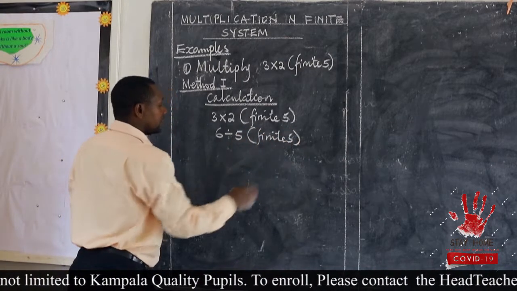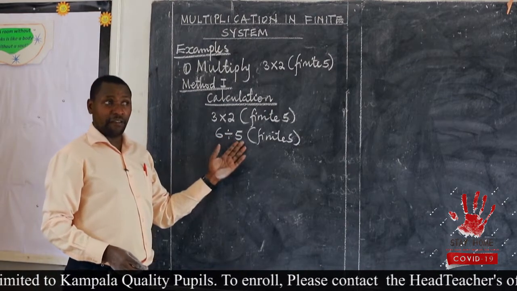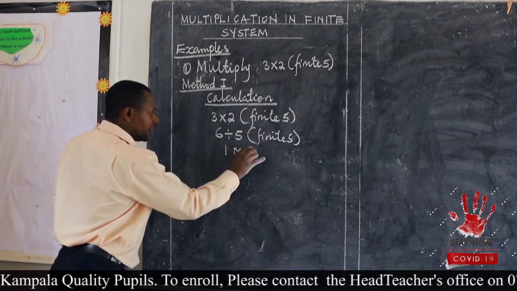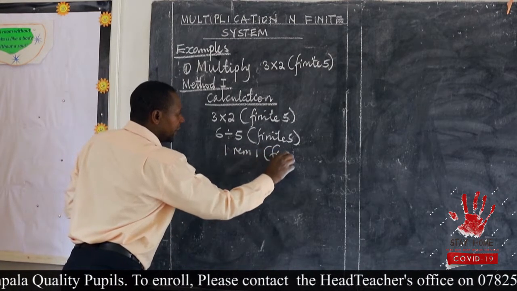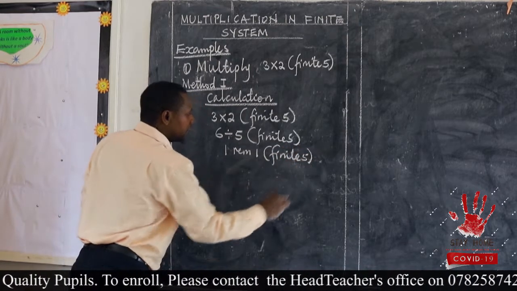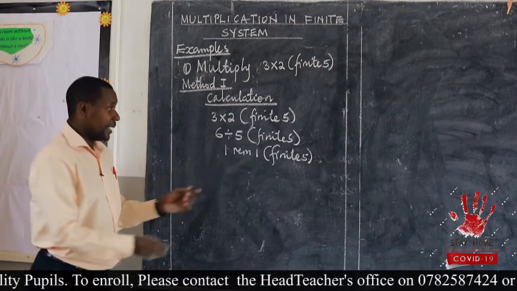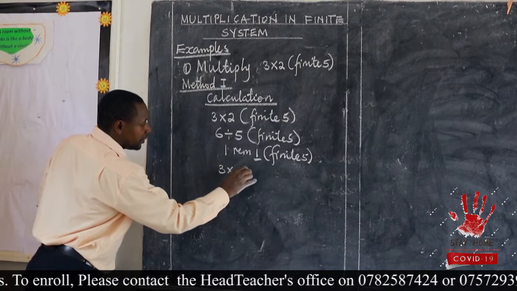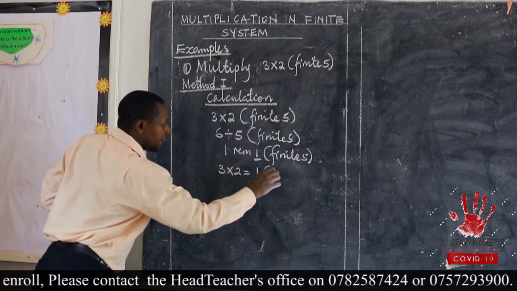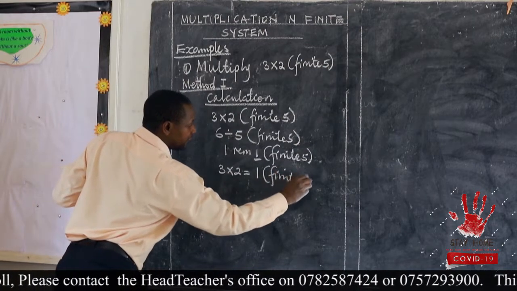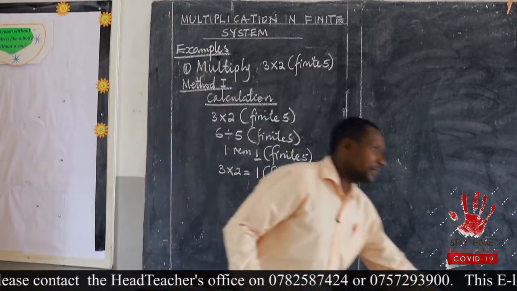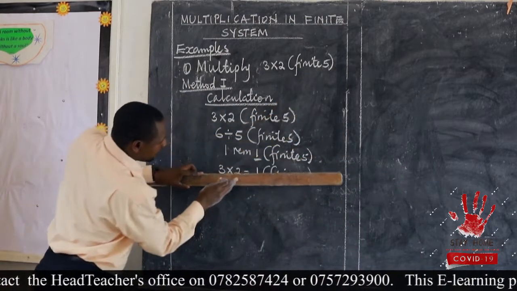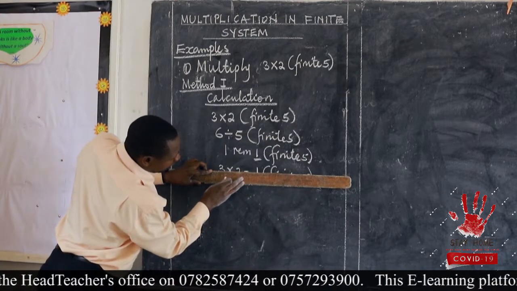Our finite 5 is here. 6 divided by 5. How many 5s are in 6? Somebody is saying 1. Do you have the remainder? The remainder is 1. Finite 5. In this case, what do we take? We take the remainder. So we shall conclude by saying 3 times 2, the answer is 1, and this is finite 5. Multiplication is as simple as you can see. Okay? You underline very well.